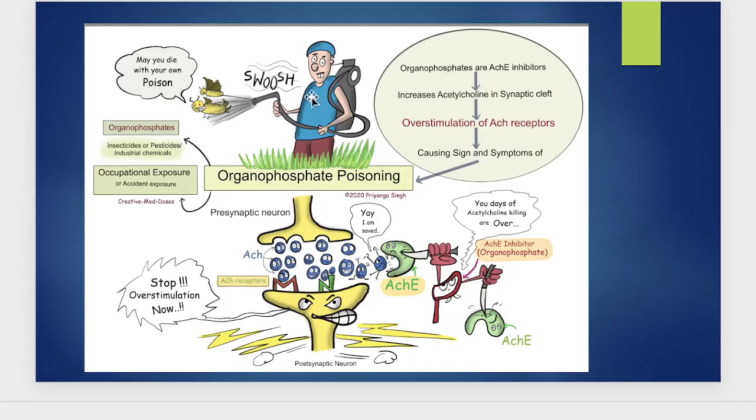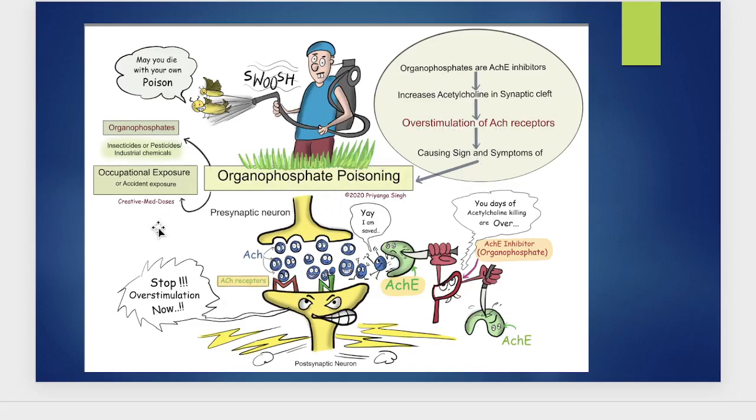So what happens? Again, your organophosphate is present in different insecticides, pesticides, or industrial chemicals. Once you are exposed to this, what will happen? Your organophosphates are acetylcholinesterase inhibitors. Therefore, once it inhibits your acetylcholinesterase, it will increase your acetylcholine in the synaptic cleft. Therefore, your acetylcholine receptors will be overstimulated, causing the signs and symptoms of organophosphate poisoning.